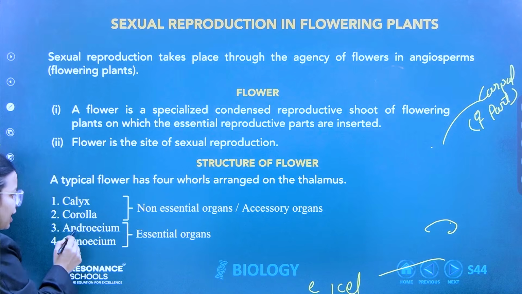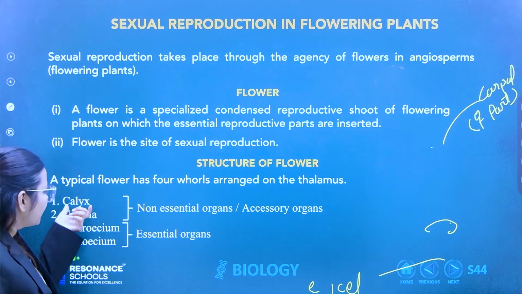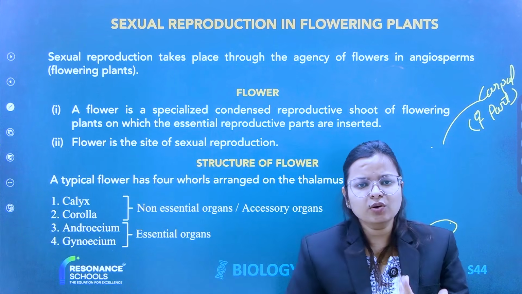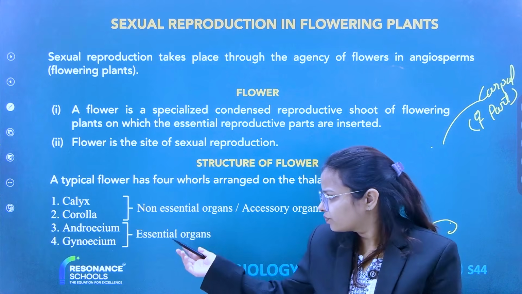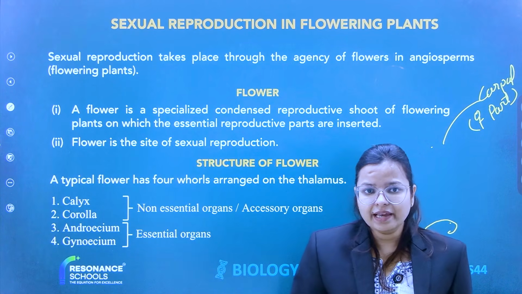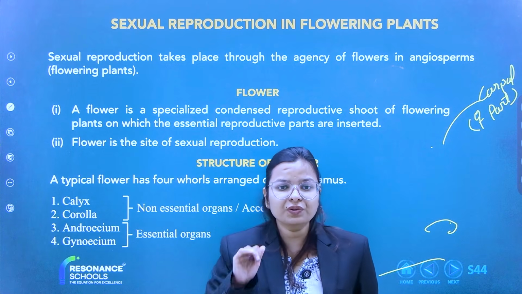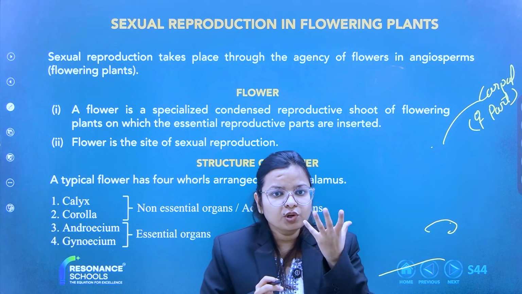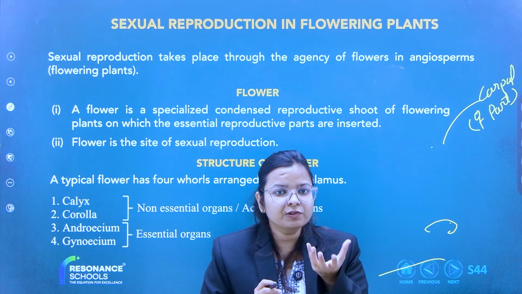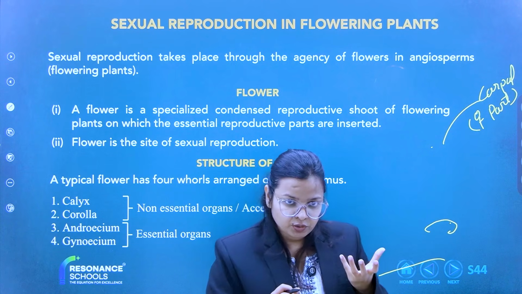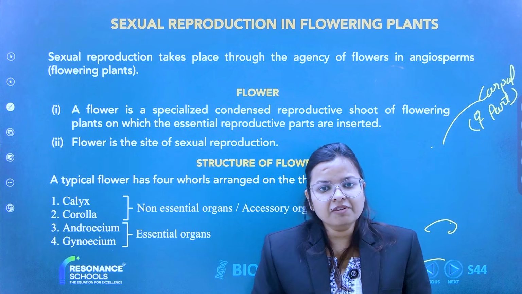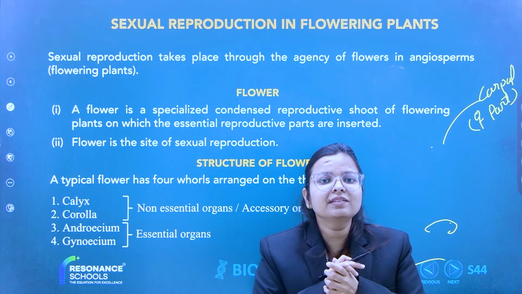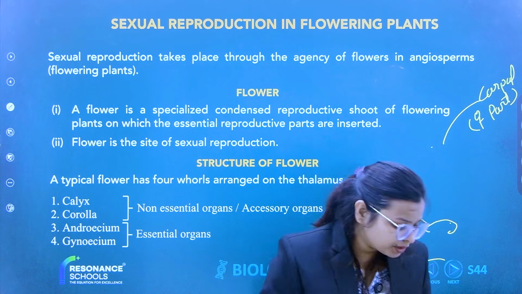So calyx, corolla, androecium and gynoecium. Calyx and corolla are called non-essential or accessory organs. Why are they called non-essential? Don't they have any function? Can you tell me the function of the green part, if you have seen a floral bud or a flower? You know the function of petals. They are very beautiful, colorful and vibrant, so they are appealing to us. But is that their only function? And what is the function of the green structure beneath the petals? Can you think about it?